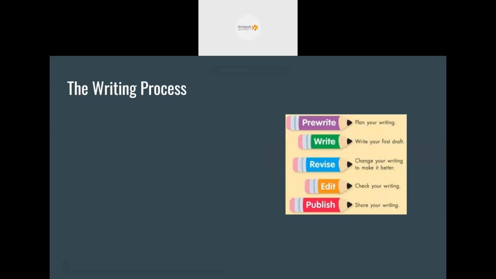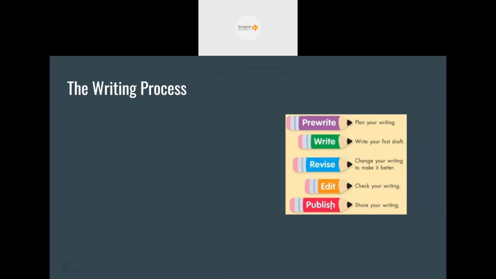The writing process has several stages. First is pre-writing, which is planning your writing, thinking about what you want to write about. Second is writing, which is writing your first draft. Next, you would revise your writing, which is changing it. After you've finished, you can make some changes to it. Editing is checking your writing, looking for grammar mistakes, spelling mistakes, any sentences that are awkward.